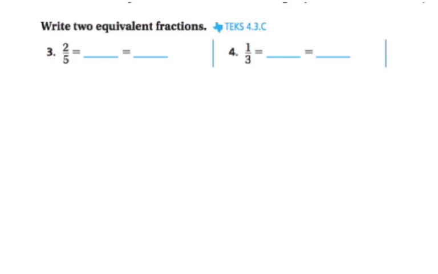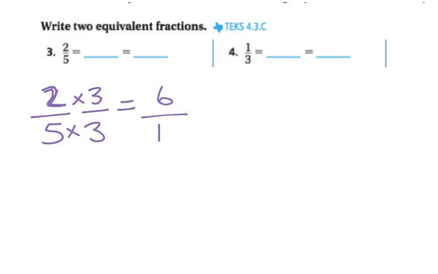Here we're asked to write 2 equivalent fractions. Anytime I want to make an equivalent fraction, I am going to take my numerator and my denominator, and I'm going to do the same thing to them. Either I'm going to multiply the numerator and denominator by a particular number, or I can divide both by a particular number. So I'm going to take 2/5 and multiply it by 3/3. 2 times 3 is 6, 5 times 3 is 15. So one equivalent fraction for 2/5 would be 6/15.